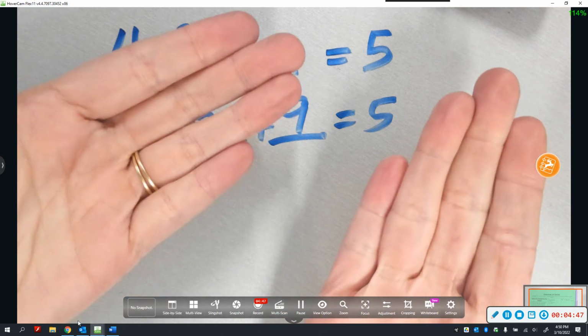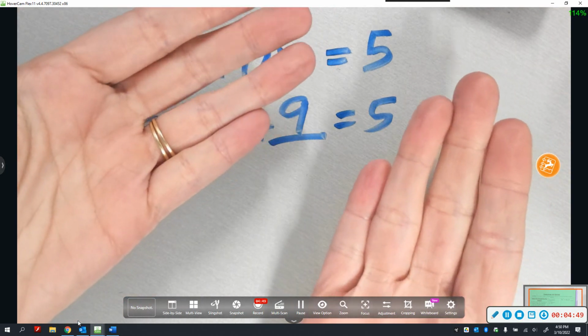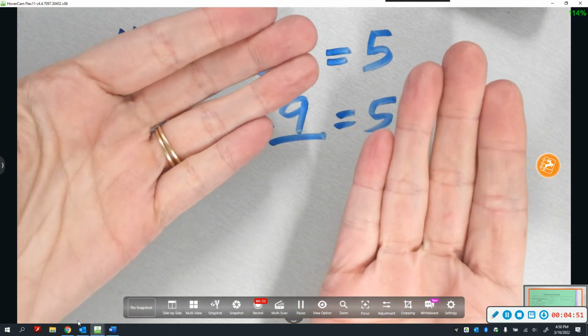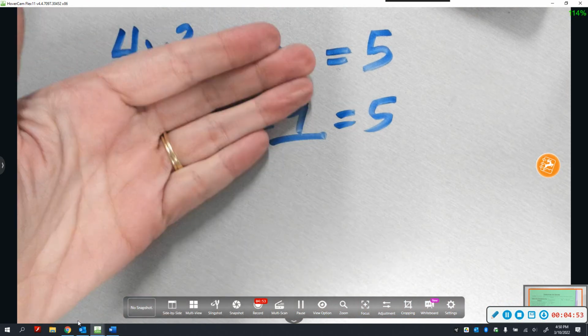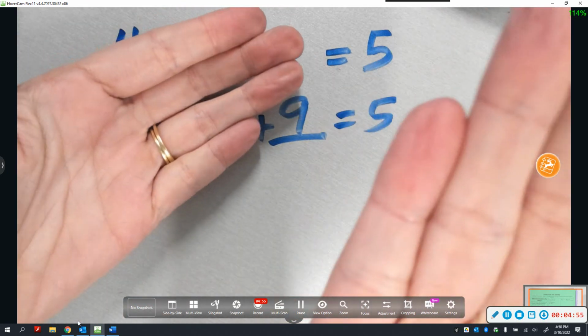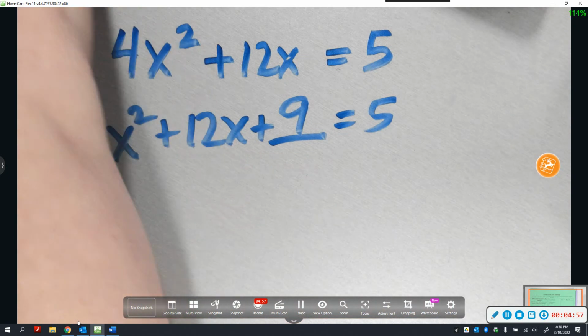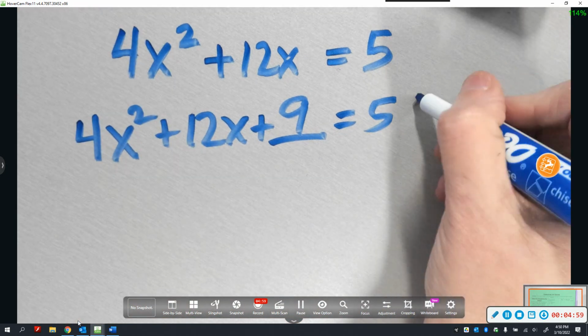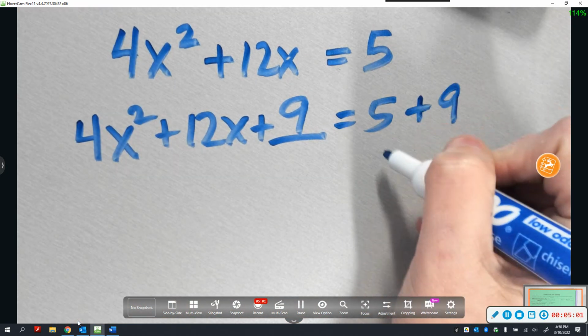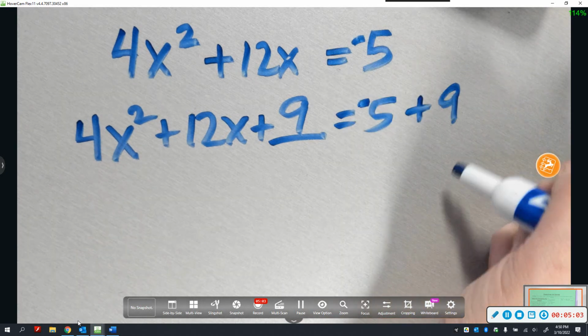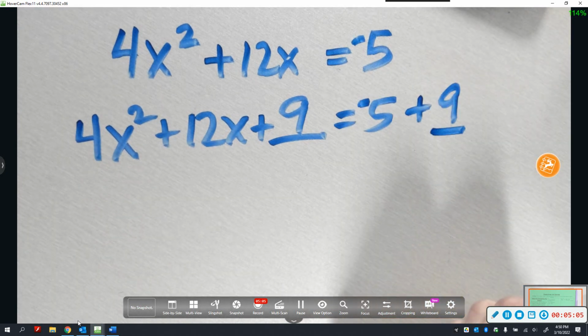So think about it. I have a scale, right? I added 9 pounds to this side, but I didn't add 9 pounds to this side. So this side got really heavy and this side got real light. I'm not in balance anymore. So if I want to stay balanced, I'm sorry, that was -5, by the way. I have to add 9 to this side, too.